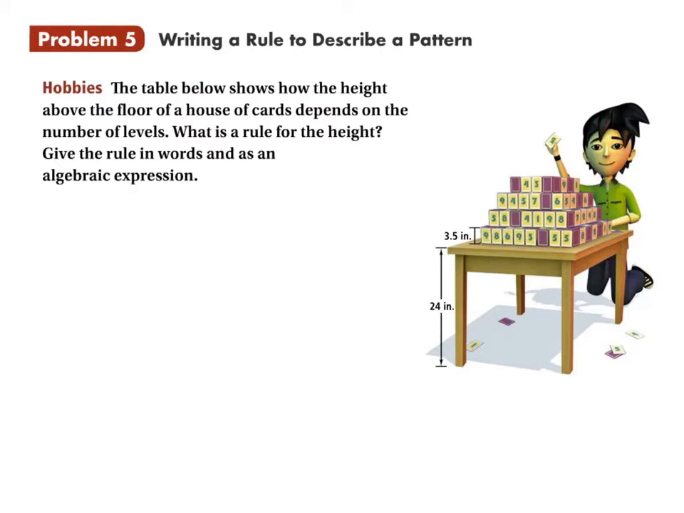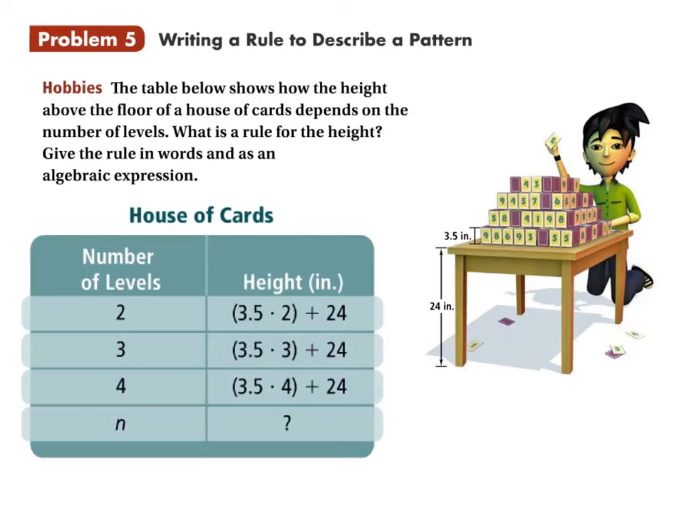Writing a rule to describe a pattern. Let's look at this problem. The table below shows how the height above the floor of a house of cards depends on the number of levels. What is a rule for the height? Give the rule in words and as an algebraic expression. If you look at the figure, the height of the table is 24 inch and the height of one level of card is 3.5 inch.